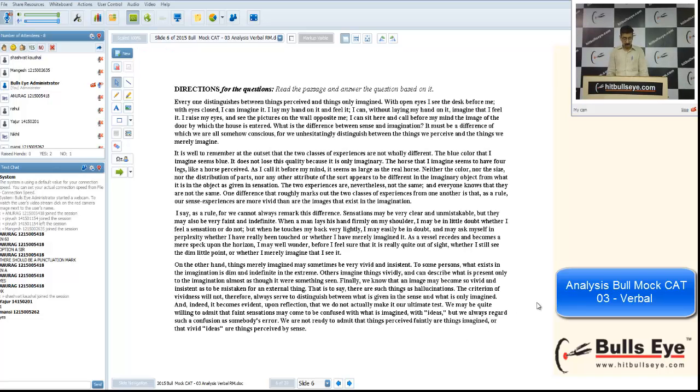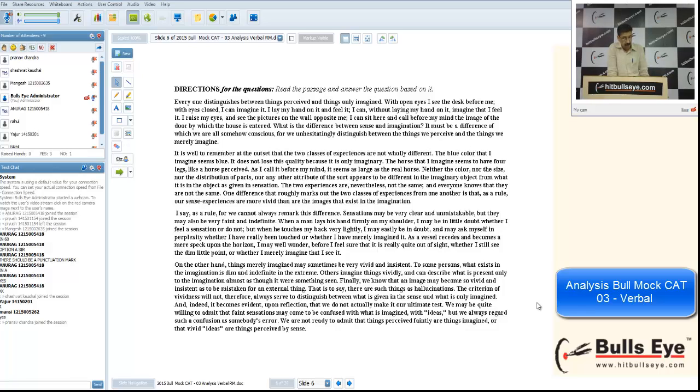Now, it's a little dicey paragraph in terms of understanding. Everyone distinguishes between things perceived and things only imagined. It is about the way we perceive things and the way we imagine things, what we see and what we imagine. So look at the technique we employ just to confuse you, just to kill your time. In the very first paragraph, just look at the psychology of the question setters. Everyone distinguishes between things perceived and things only imagined. With open eyes, I see death before me. With eyes closed, I can imagine it. If I lay my hand on it and feel it, I can, without laying my hand on it, imagine that I feel it.